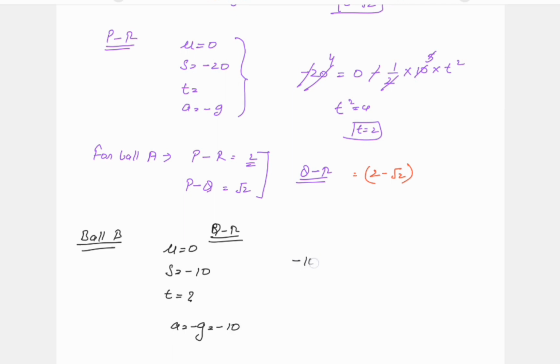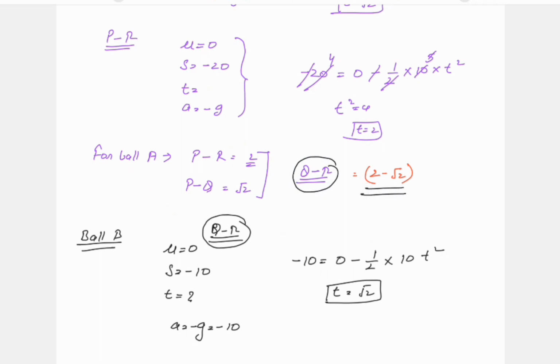Minus 10 will be equal to 0 minus half, g is 10, t square. t is going to be how much? Root 2. Ball B takes root 2 seconds to travel the journey between Q and R, and ball A takes this much time to travel the journey between Q and R.